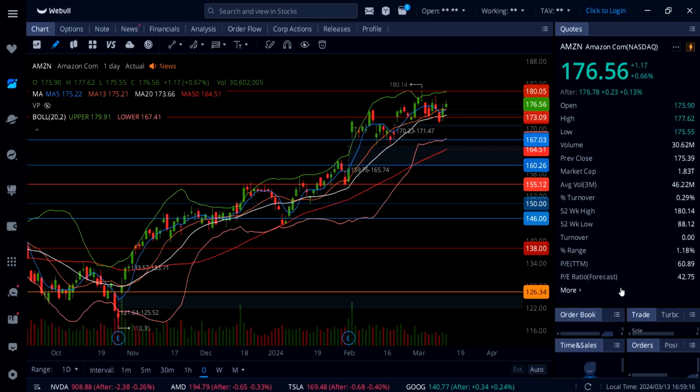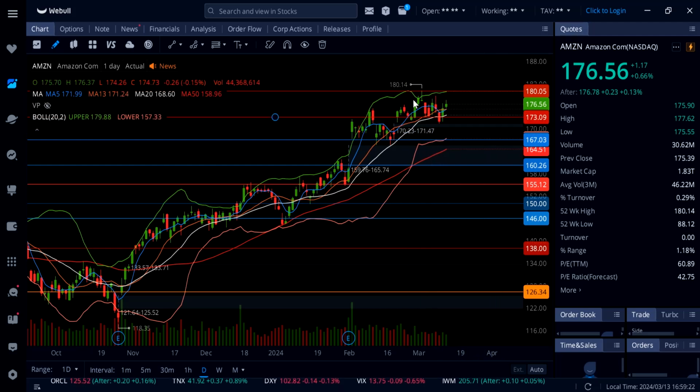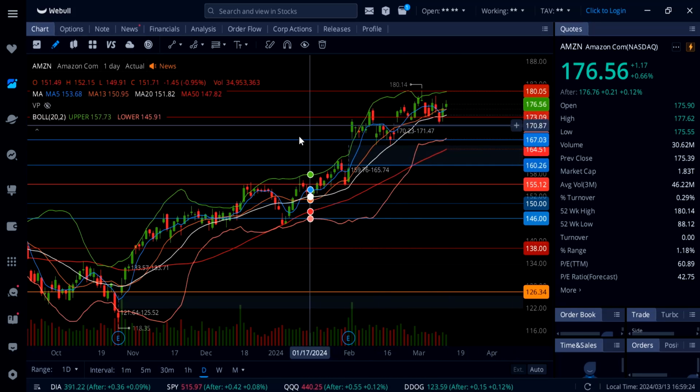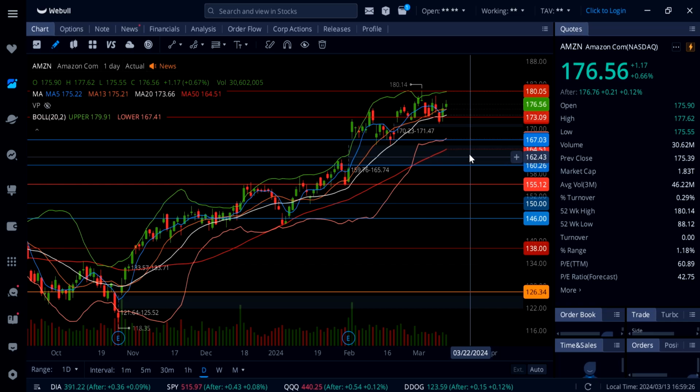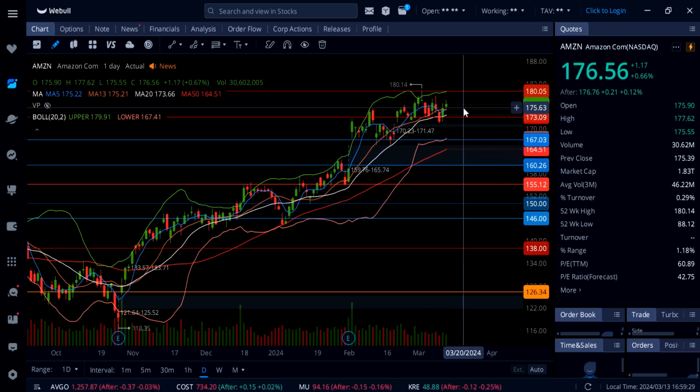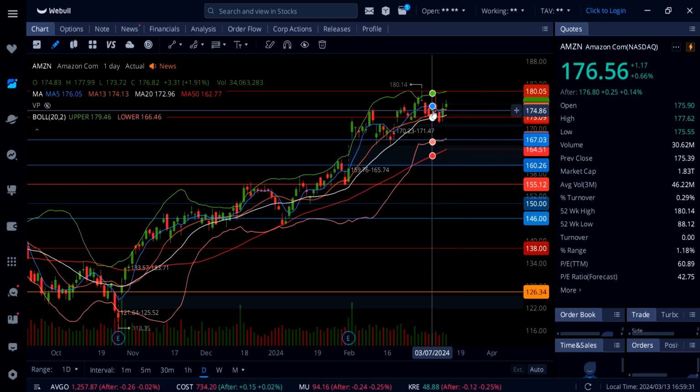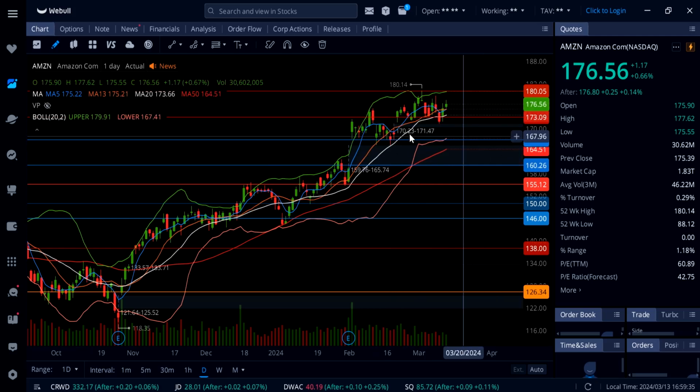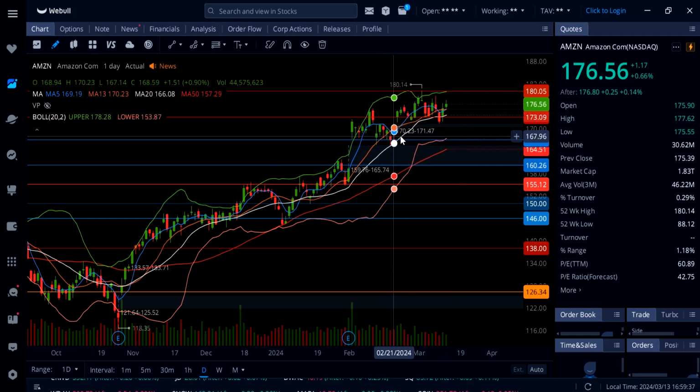On Amazon stock, it's up 0.66%, so Amazon getting up to 177.62 and now trading above all these moving averages right here, which is bullish in the short term for a move all the way up to 180. On a pullback, you want to watch right down here, 175, a strong support here on Amazon, and below that 173, and then this gap 170.23.